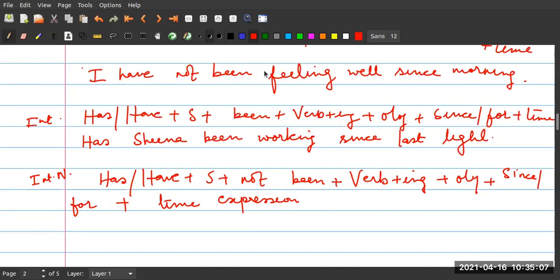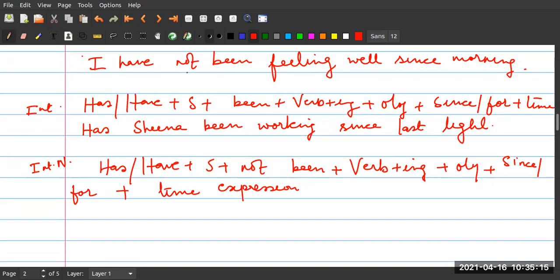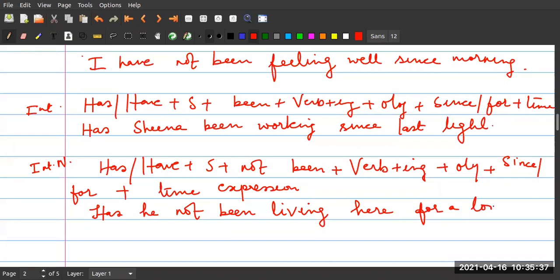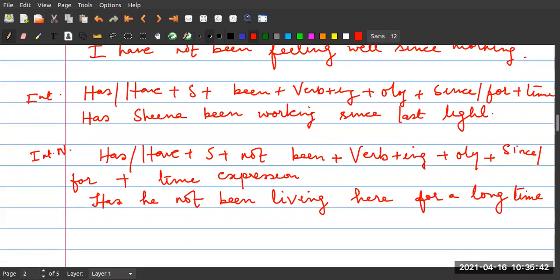Okay, so who will give an example? Tanvi, okay. Has he not been living in the house for a long time? Okay. Has he not been living here for a long time? So, this is an example.